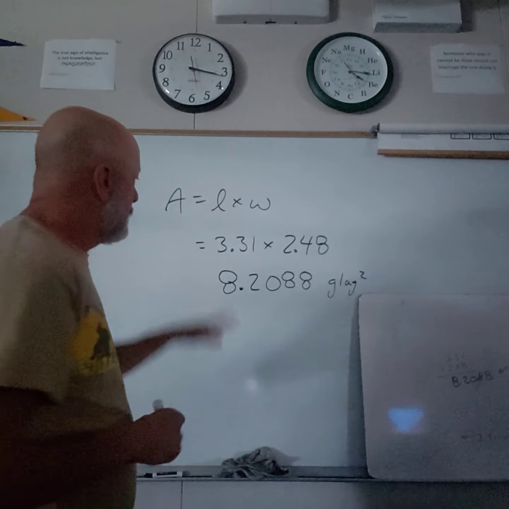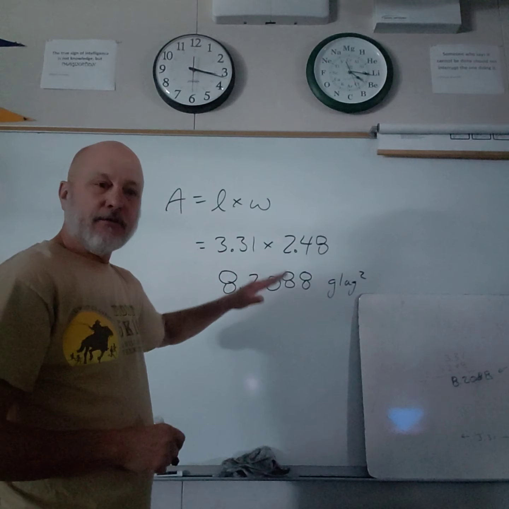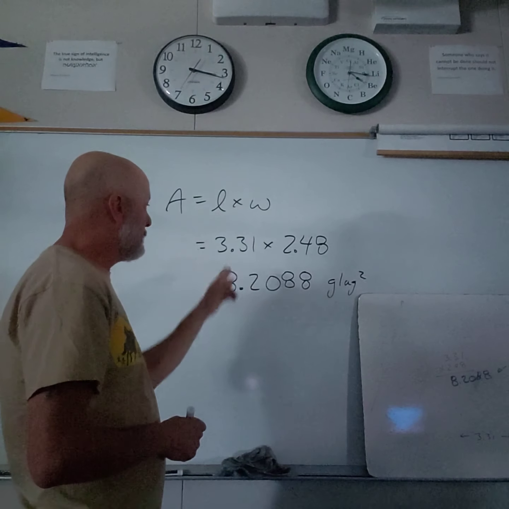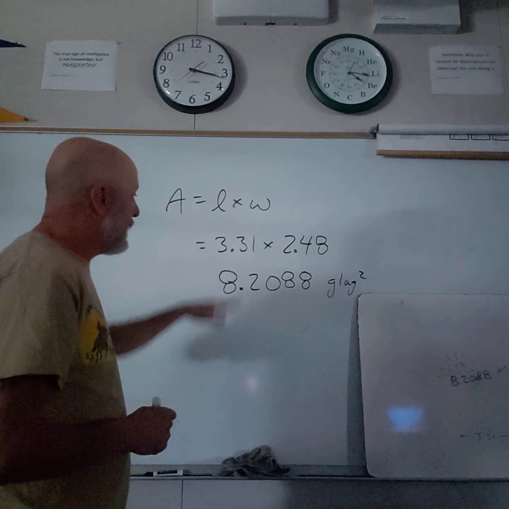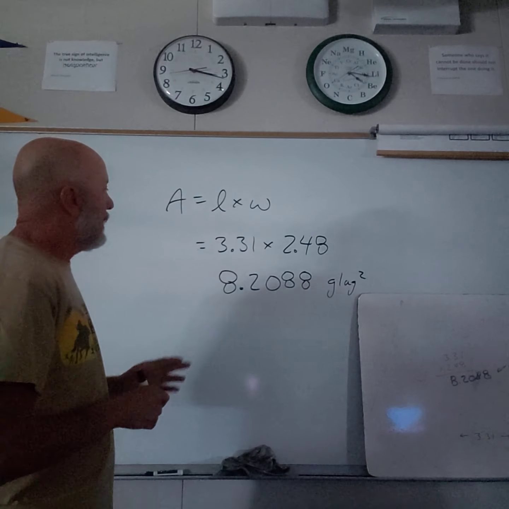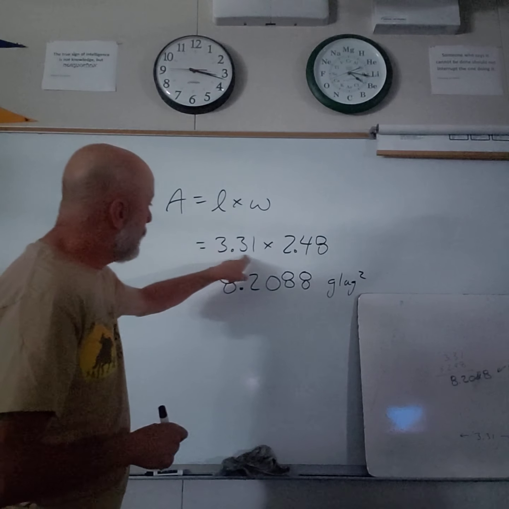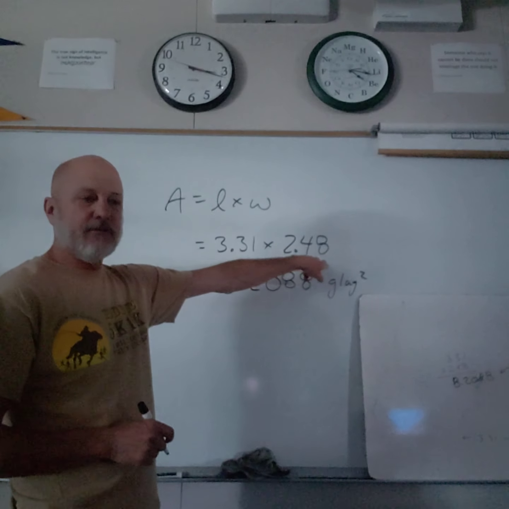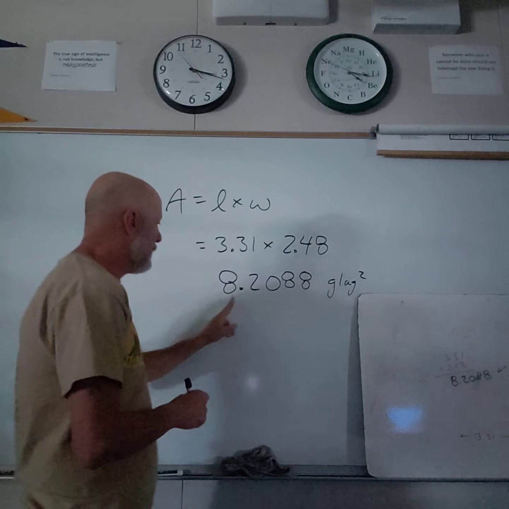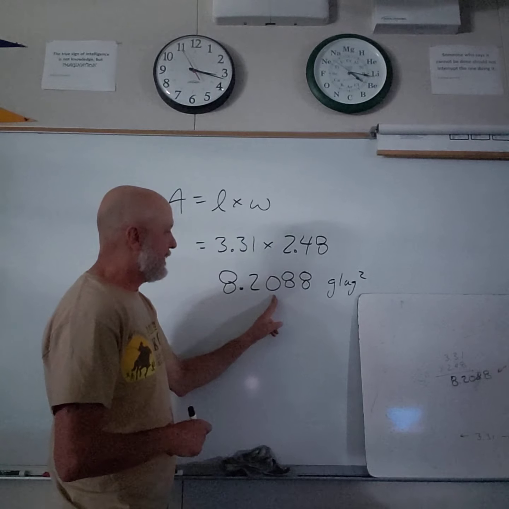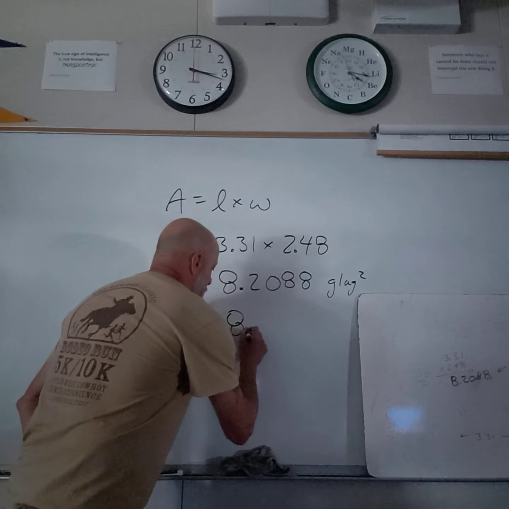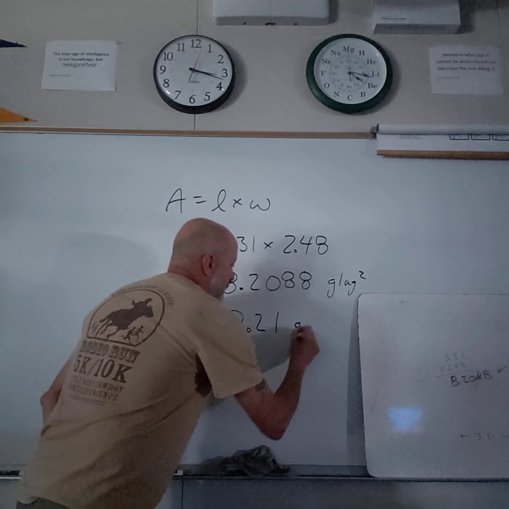So what do we do? When we're multiplying or dividing, and our next lab coming up is density, which is the mass divided by the volume, if I'm multiplying or dividing, I take the numbers in my answer and the ones with the least digits, and I round to that same number of digits. Both my length and width were in 3 digits of accuracy, so my answer has to be rounded to 3 digits. 1, 2, 3, and because this is an 8, I'm going to round up. 8.21 glugs.